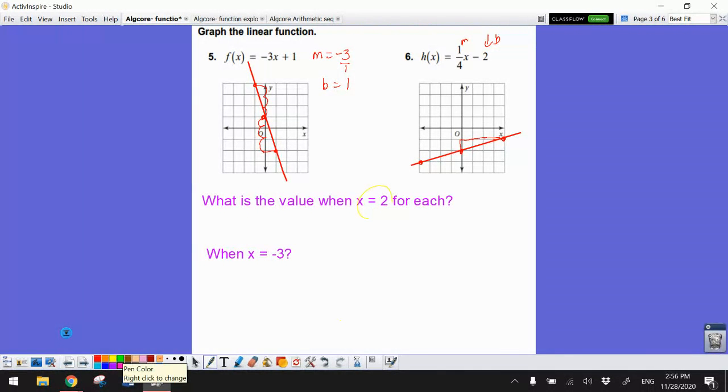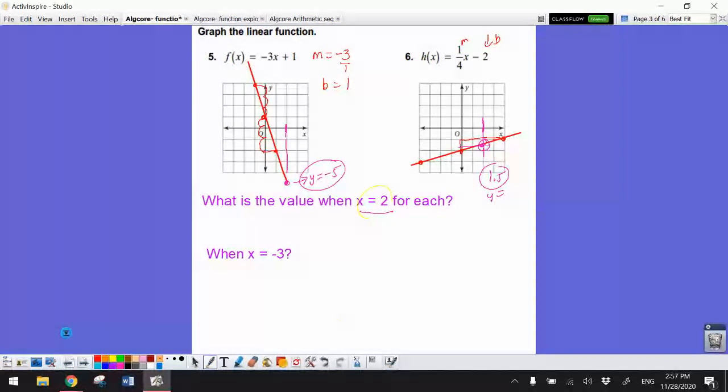Okay, so it's asking us to find what is the value when x equals 2 for each. Okay, x equals 2. So x equals 2 is here. So if I know that I'm looking for the value when x equals 2, I'm going to just come down and figure out where is the y value. So that point right there would have a y value of approximately 1.5. So the y on this one would be 1.5 when x is 2. If I come down on this one, looks like it's probably one more down below that. So one more is 1, 2, 3, 4, probably a negative 5. So the y would be negative 5 when x is 2.